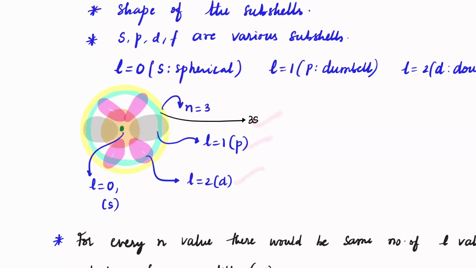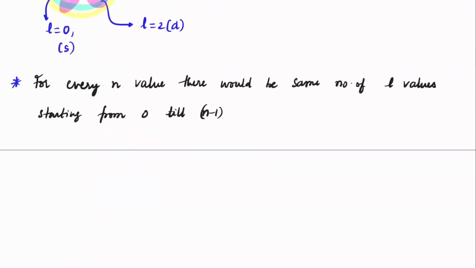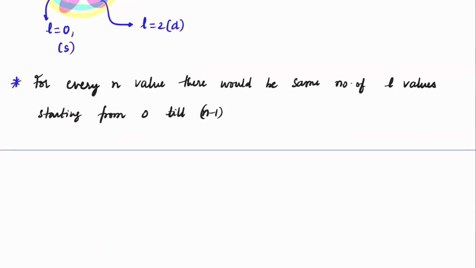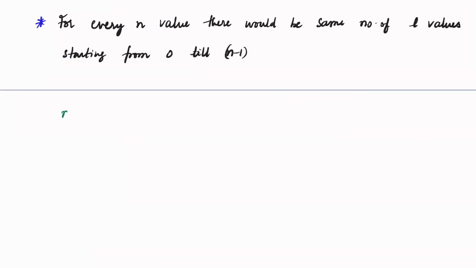That identifies a pattern. And what is the pattern we notice? For every n value, there would be that same number of L values. That means the same number of L values represent the same number of shapes. That is, if n is equal to 1, the L value will be 0. That means it will have only one shape, and that is spherical. Correct? And that spherical labeling we write as 1s.